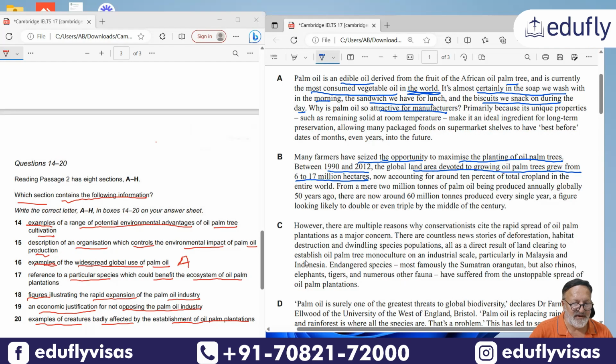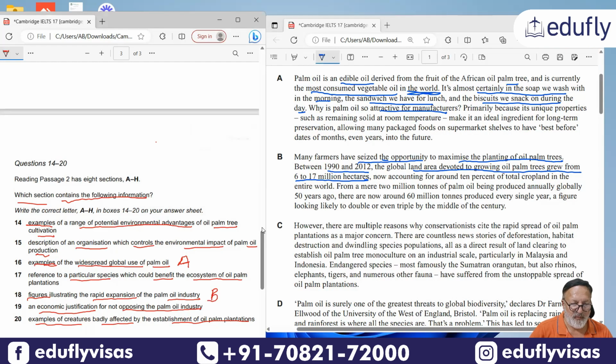Now I read something about figures, examples, advantages, description of organization, reference, figures illustrating the rapid expansion. Of course, it's a rapid expansion, 6 to 17 million hectares. So, since I remembered figures, I could get this answer. The answer is B.